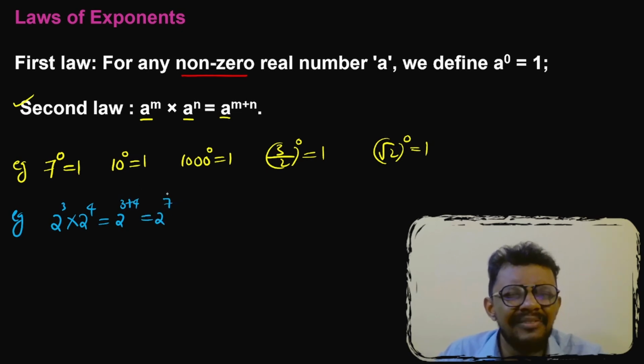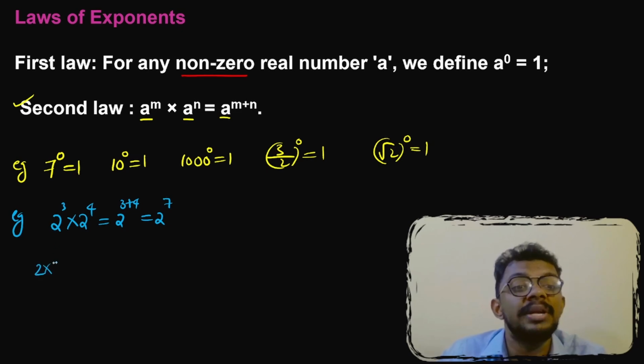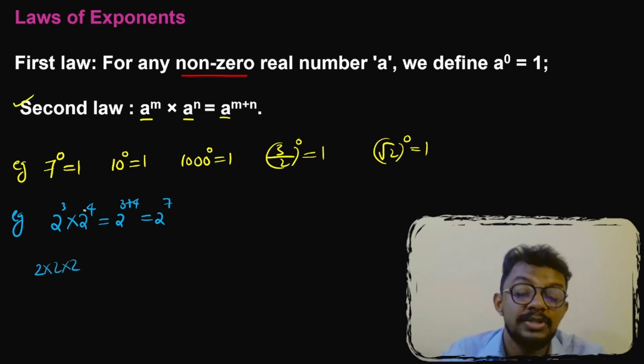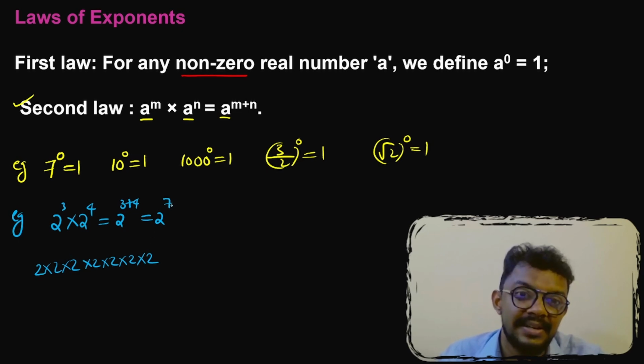Do you have a doubt why this works? 2 raised to 3 means 2 into 2 into 2. 2 raised to 4 means 2 into 2 into 2 into 2. So if we're taking the product of both of them, in total, 1, 2, 3, 4, 5, 6, 7. 2 raised to 7 it is.